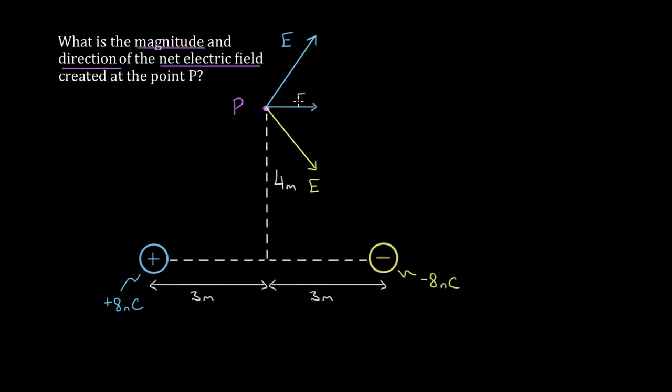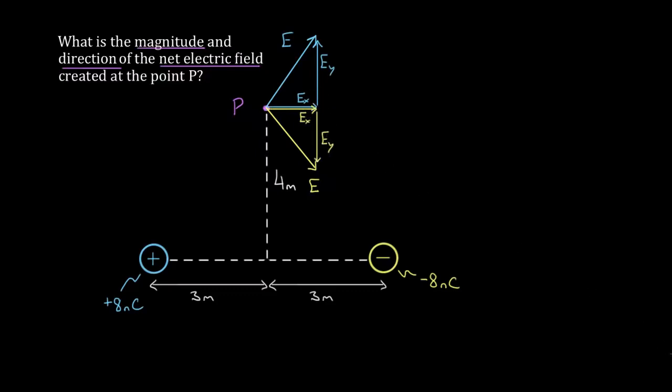And I'll call that blue EX because it was the horizontal component created by the blue positive charge. And this electric field is going to have a vertical component that's going to point upward. I'll call that blue EY. And similarly, for the electric field this negative charge creates, it has a horizontal component that points to the right. We'll call that yellow EX. And a vertical component, but this vertical component points downward. I'll call that yellow EY.